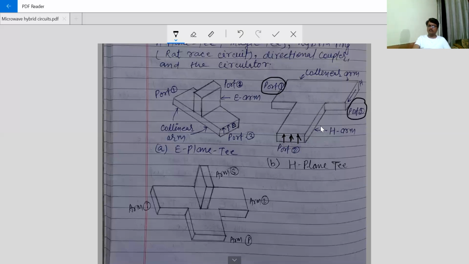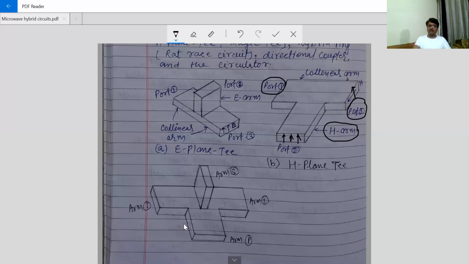This is a collinear arm, this one and this one. And this is the third arm. Where is the third arm? In the direction of the H field. This is the direction of E, and perpendicular to this, in the horizontal direction, it is H. This arm is again in the direction of the H field, so this is known as the H arm, and this device is known as H-plane T because it looks like a T structure. The third arm is in the H plane, so it is H.